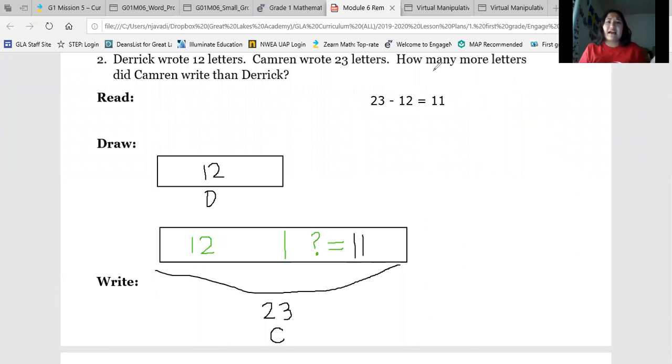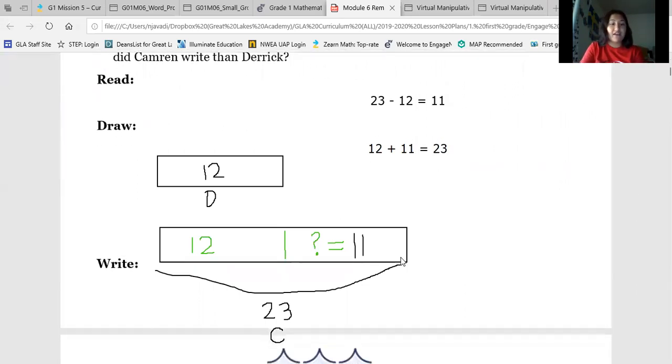How many more letters did Cameron write than Derek? Shout it out. That's right, he wrote 11 more letters. You could also use an addition number sentence to help you figure this out. If you wrote an addition number sentence, give me a thumbs up now. Nice job. If you wrote one, it would look something like this. 12 plus 11 equals 23. That way you can check your work with mine.